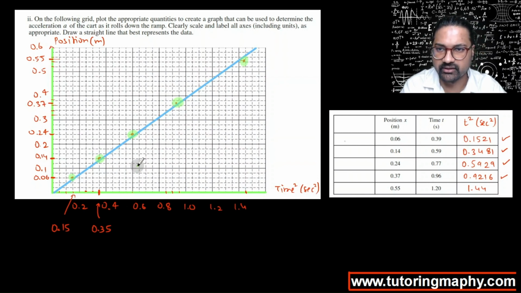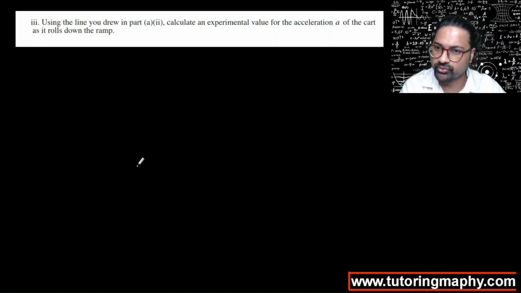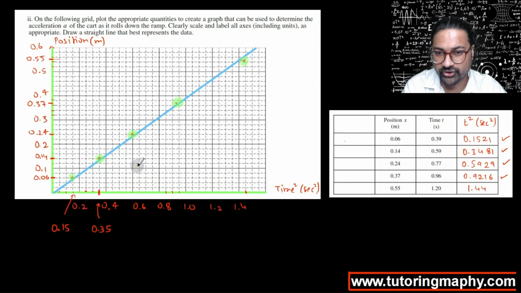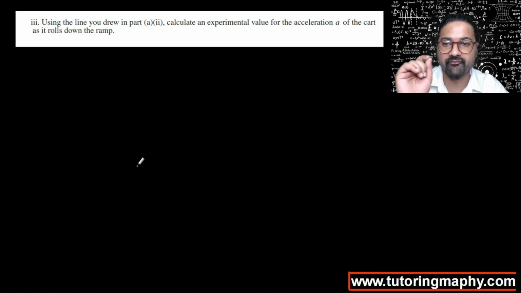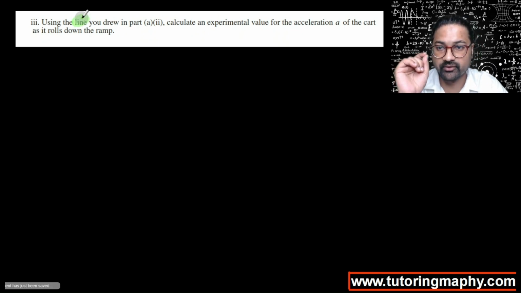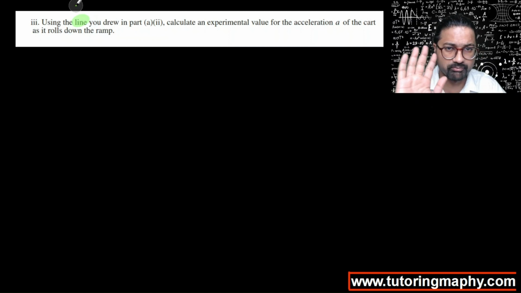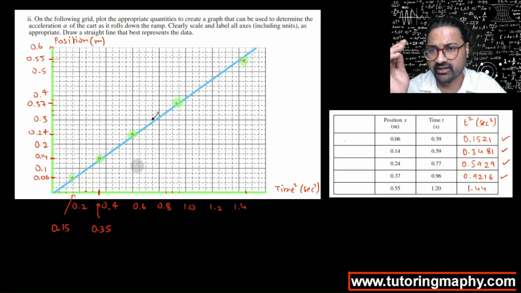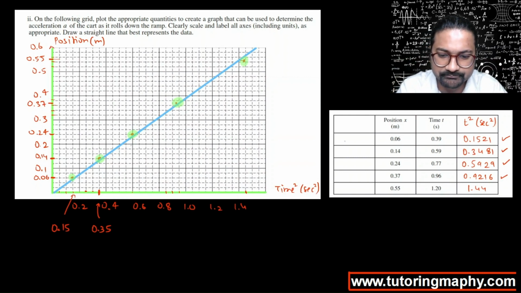All right, having said that, the next one wants us to use the same line and calculate an experimental value for the acceleration as it rolls down. Okay, so that's easy, right? We are just looking for the slope, but remember that we have to use the line, we have to use the regression model, not the points of the experiment. So we just find any 2 points which we feel like are on the straight line. So that's going to look like any decent intersection points. That's what we are looking for.